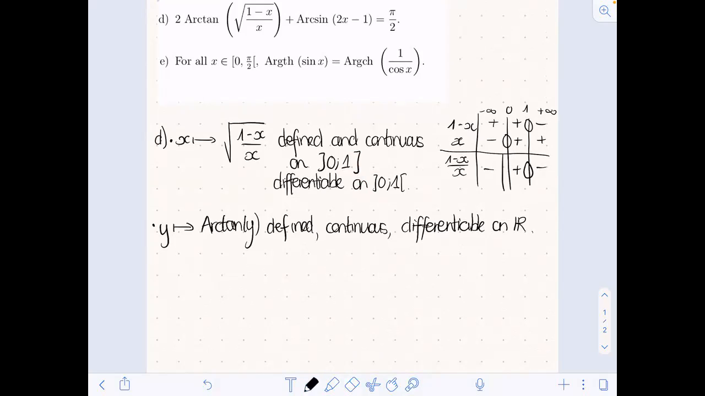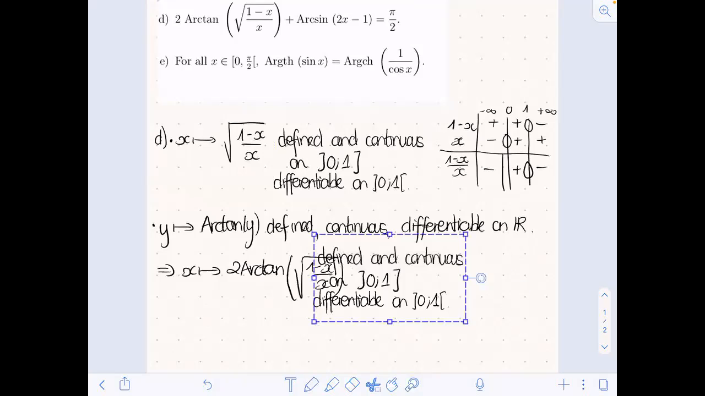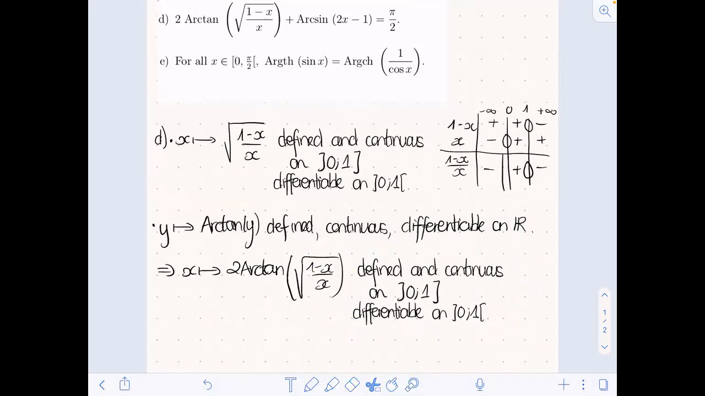So yeah, exactly. So if we take now x maps to 2 arctan of the square root of 1 minus x divided by x, that's basically defined, continuous and differentiable on the same spaces as above.